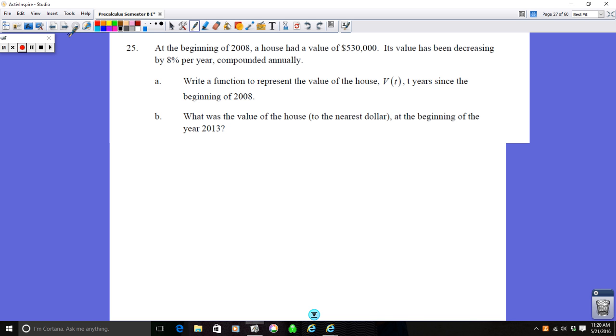All right. A house has a value of $530,000 and it's decreasing. So this is the exponential decay formula. So the initial value, V of t, and you have to use their variables unless you choose to redefine them. So the initial is 530,000. It's decaying or decreasing, so it's 1 minus 0.08, 1 minus the rate, to the power of t. So that is the model.